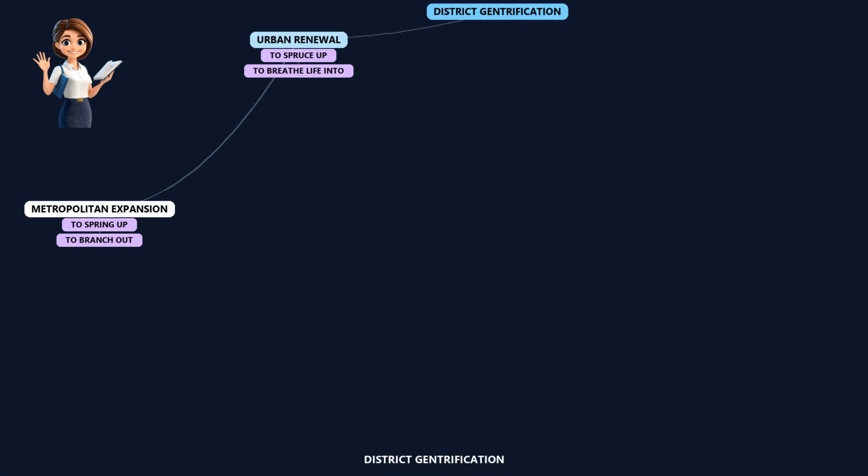District gentrification. District gentrification is a branch of urban renewal where developers choose to do up houses so that new, wealthy families can move in. This means renovating old buildings so people with more money can live there.